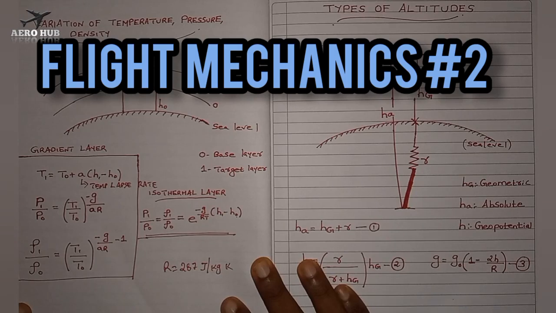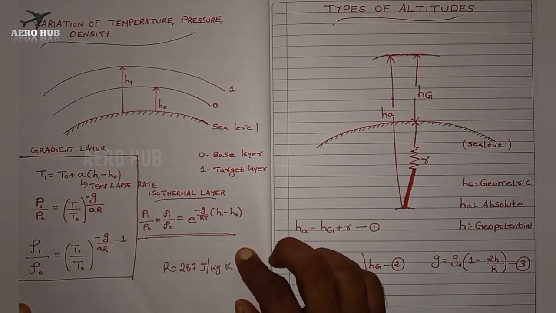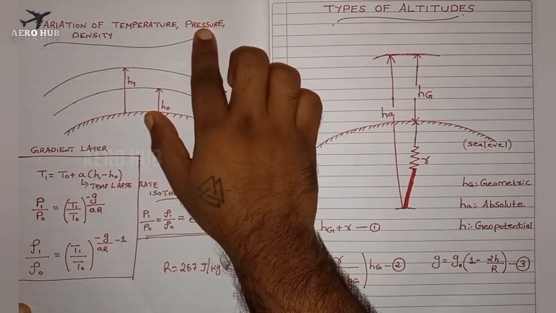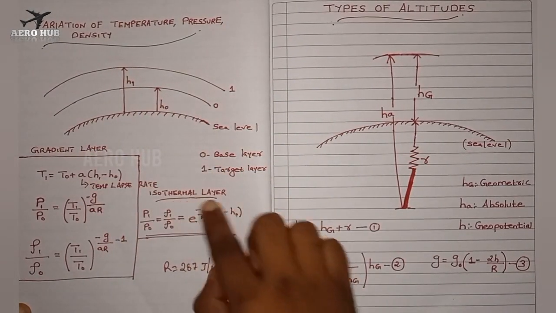This is the second lecture of flight mechanics. In the previous lecture we discussed standard atmosphere, atmospheric layers, and also the variation of temperature, pressure, and density for the gradient layer as well as for the isothermal layer.